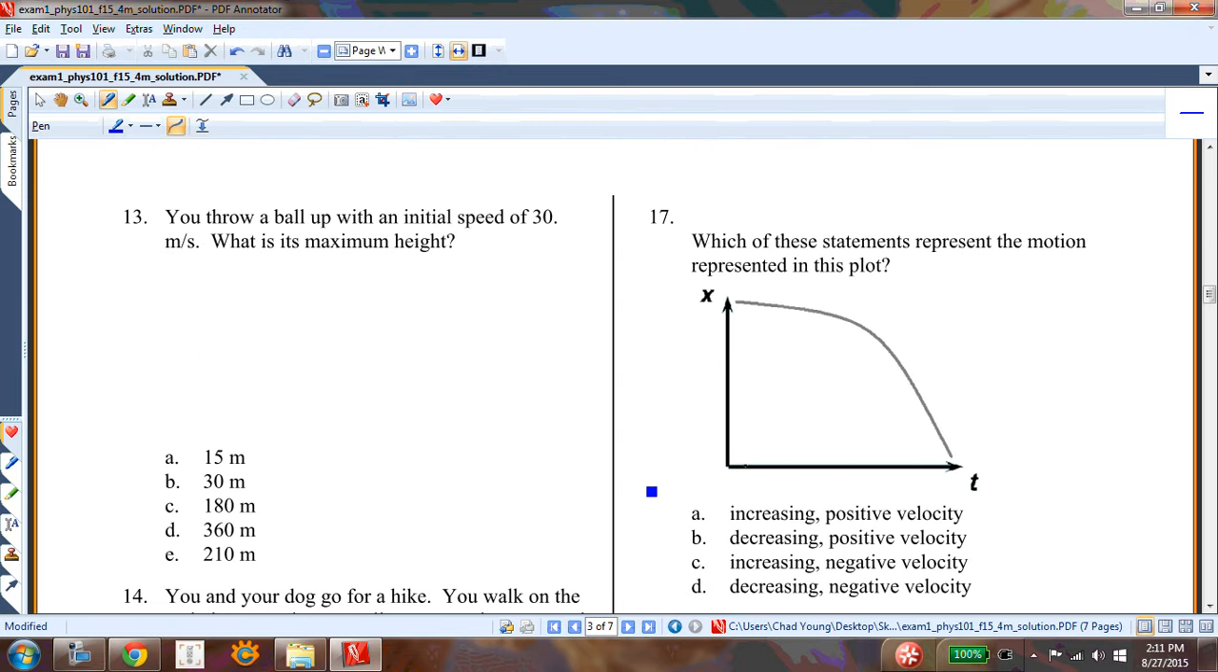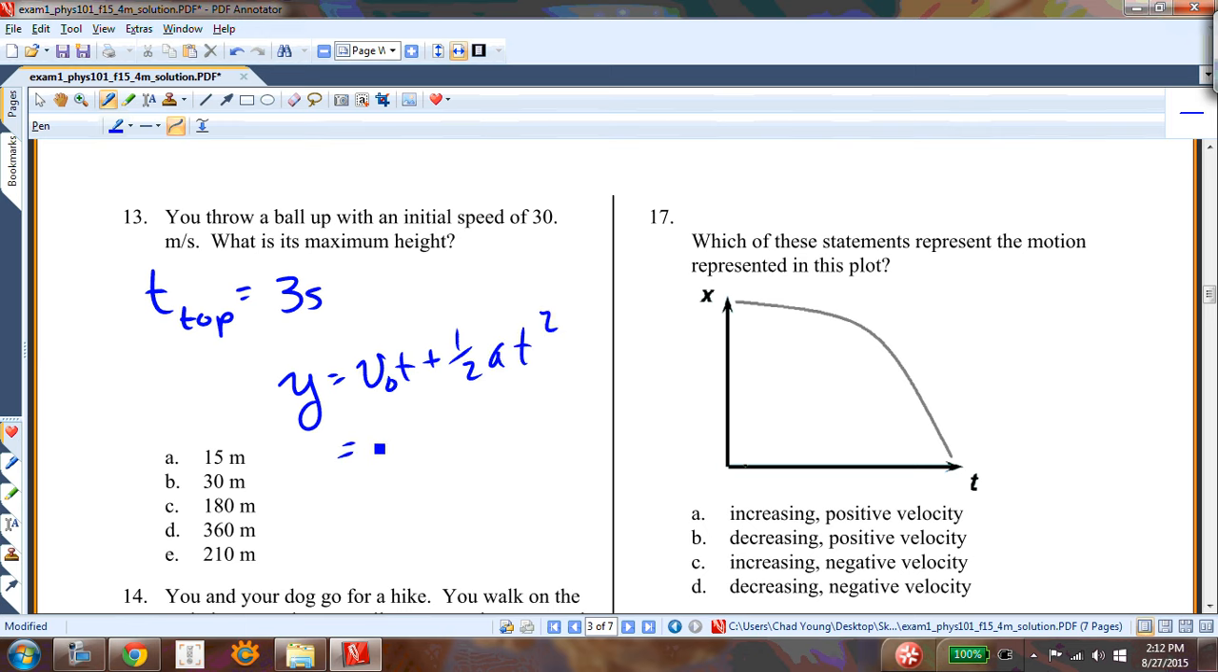You throw a ball up with an initial speed of 30 meters per second. What is its maximum height? Notice this is the same problem. I already know that T top is equal to 3 seconds, so I'm just solving for y. y is equal to v naught t plus 1/2 a t squared.